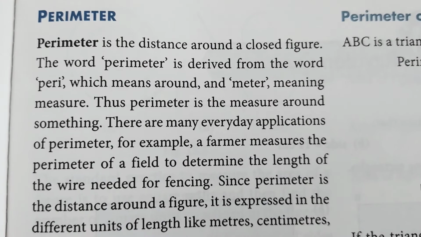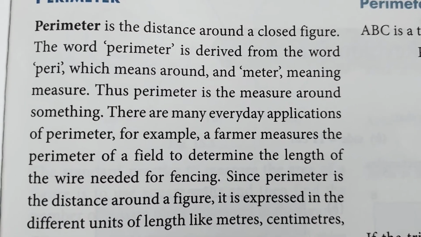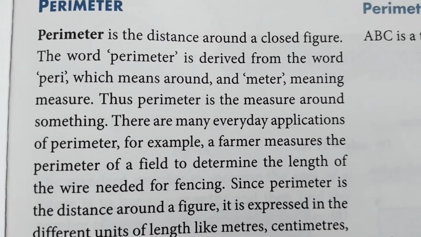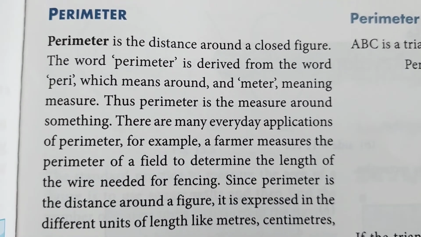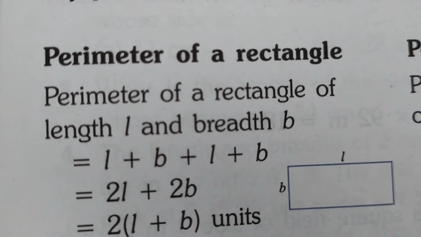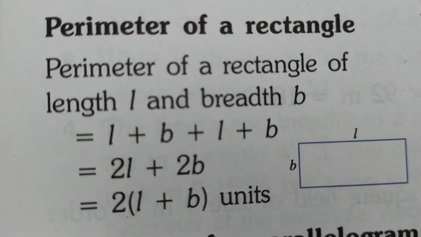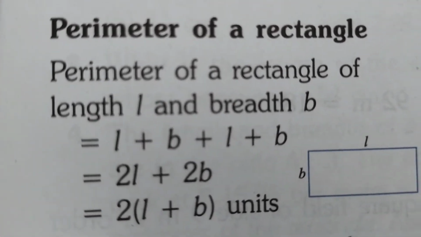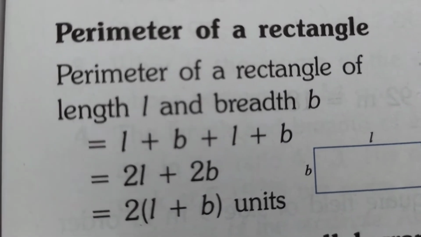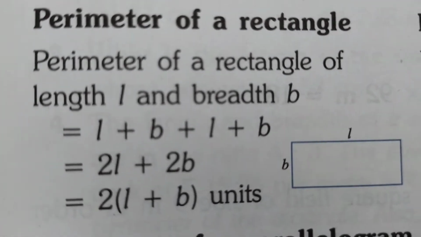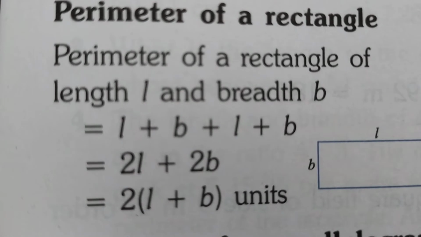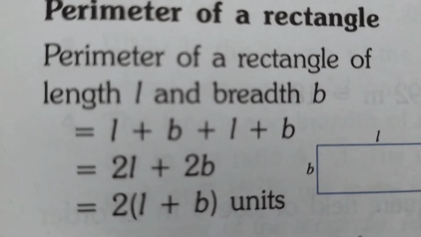Since perimeter is the distance around the figure, it is expressed in different units of length like meters, centimeters, kilometers, etc. Let us see the perimeter of a rectangle. As we know, in a rectangle opposite sides are equal in length. The perimeter of a rectangle is the sum of all 4 sides. It is 2 times length and 2 times breadth, since both lengths are equal and both breadths are equal.